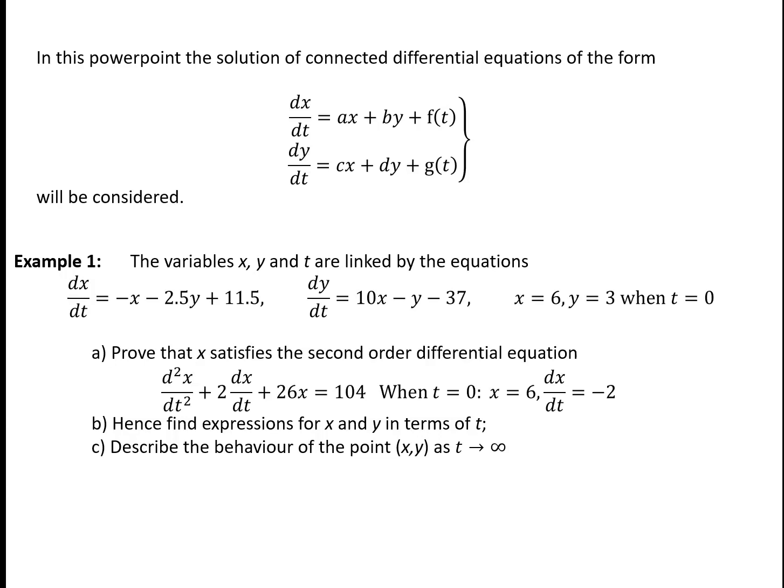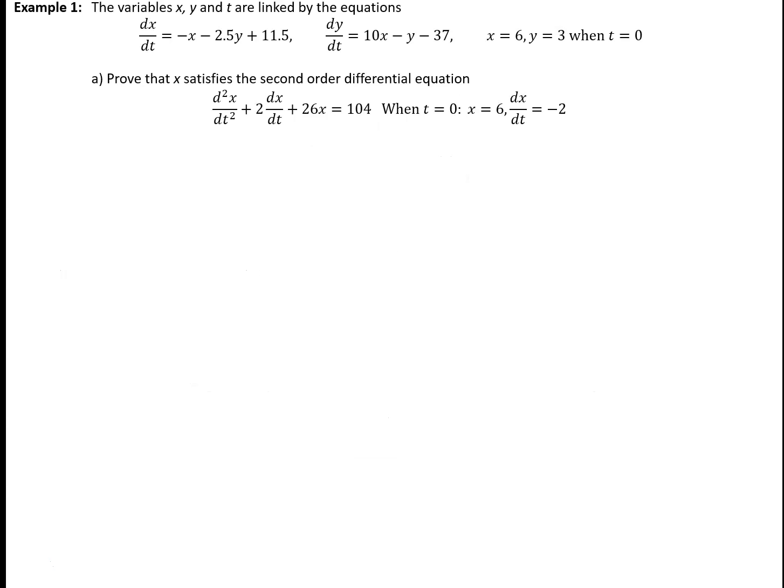And the first part of the question is going to ask us to prove that x must satisfy the second order differential equation d2x dt squared plus 2 times dx by dt plus 26x equals 104, with initial conditions that when t equals 0, x equals 6 and dx by dt is minus 2. So what we need to do is we start off with the dx by dt equation.